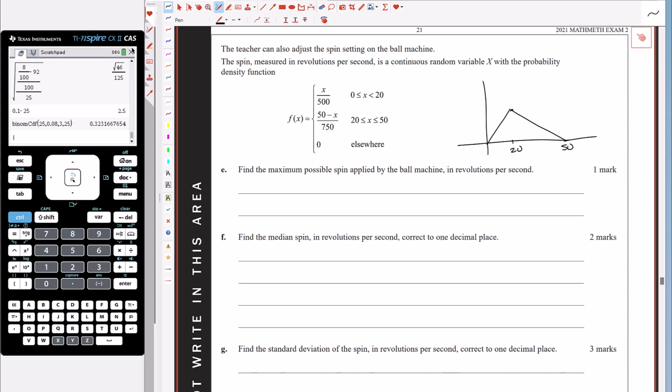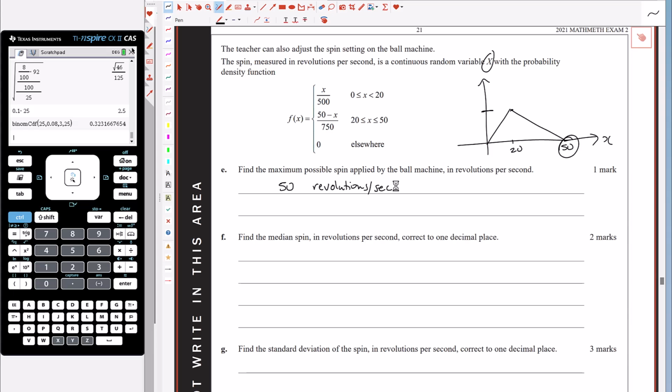And so the maximum spin isn't this maximum height. This axis is a probability axis. This is about the spin. X is the spin, okay? So the random variable x is the spin. And so the maximum possible spin is that, 50. So maximum spin is 50, what are the units here? Revolutions per second. Find the median spin in revolutions per second.